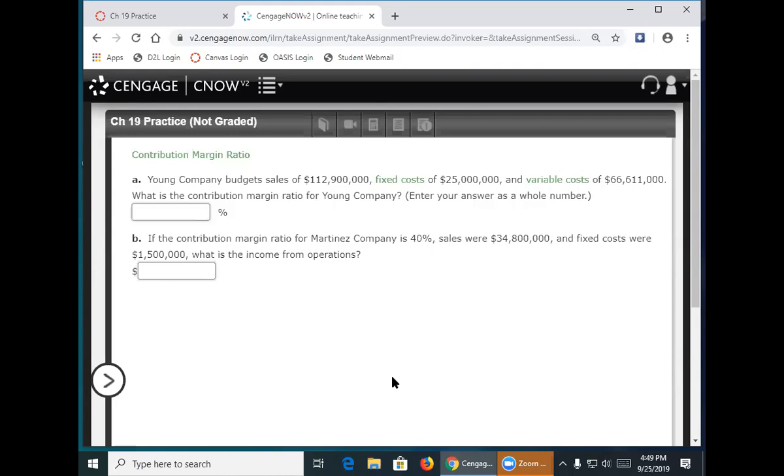And as you can see in your notes, you can do a contribution margin per unit, and you can do a contribution margin ratio. So it just gives you both options. Contribution margin per unit, you take your selling price per unit minus variable cost per unit. To do a ratio, you then take your contribution margin per unit divided by your selling price per unit. Okay.